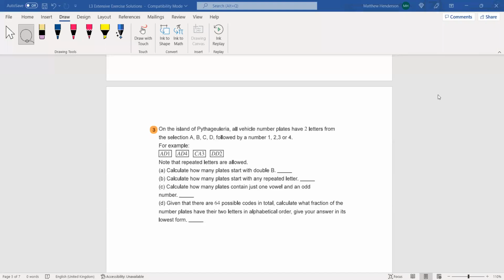Recording in progress. Year 6, Lesson 3, Extensive Exercise, Question 3.